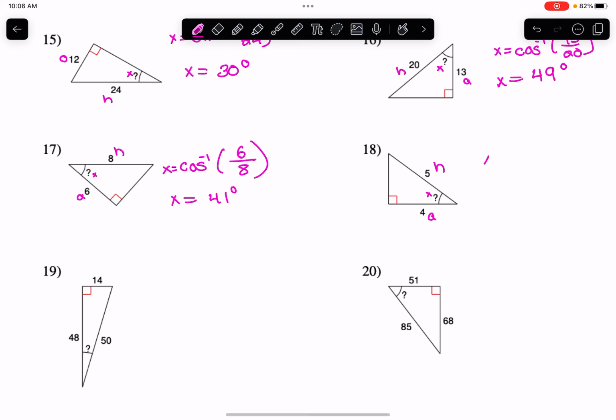We have adjacent and hypotenuse again, so x is equal to cosine inverse of 4 over 5. So second cosine 4 over 5. To get x is equal to 37 degrees.